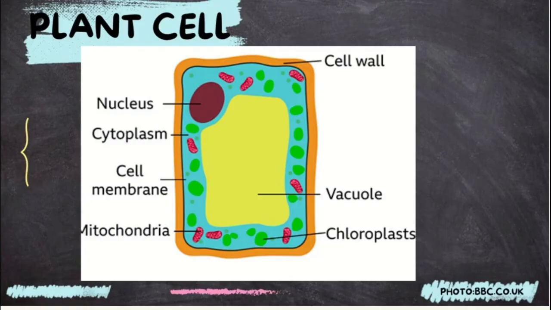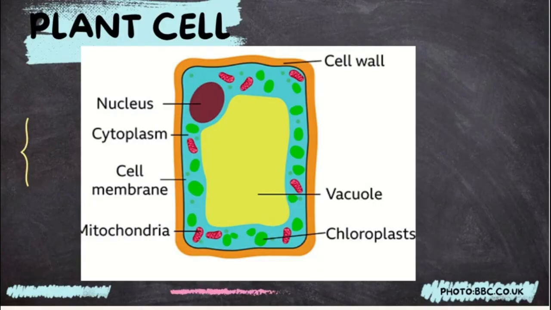Now, why do they need a cell wall? Because plant cells are taking in so much water, they don't want their cells to burst. We do know that our animal cells can burst, right? Because they don't have a cell wall. In the case of the plant cell, we do not want that to happen, right?